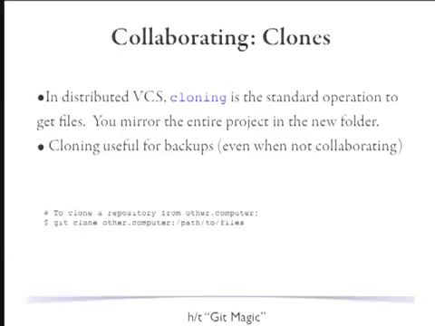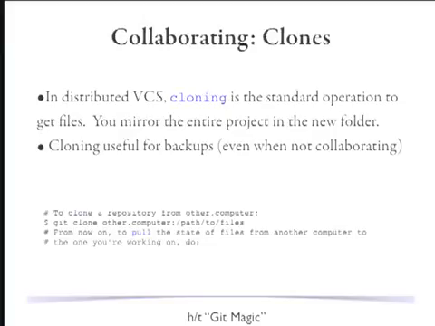In order to clone a repository from somewhere else, you do this git clone action. So you do git clone, and then the path to the other computer, and then the path to the files containing the repository that you want to clone. And then from now on, you can pull the state of the files from this other computer to the one you're working on now. So if someone makes a change on that other computer, and then they commit their changes, you can pull those changes to your local computer to get the latest updated version of that code.